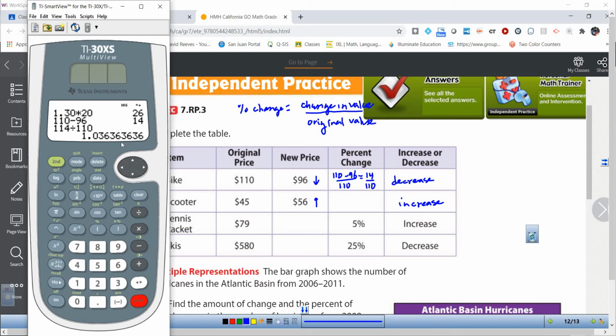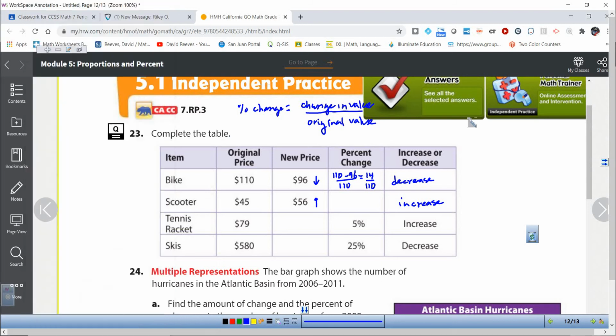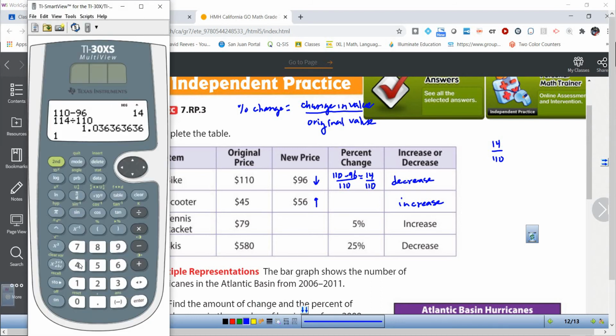1.03636363636. All right, so what does that tell us? That tells us that our new percent is 103% of the old percent. So really what we want to know is, what is this part right there? If we simply do 14 divided by 110 rather than 114, that's what I should have done. That's what we wanted. That was my mistake. I don't know why I did 114.